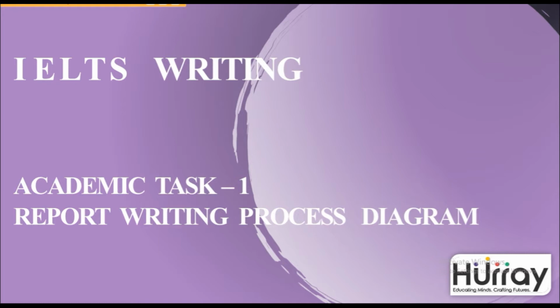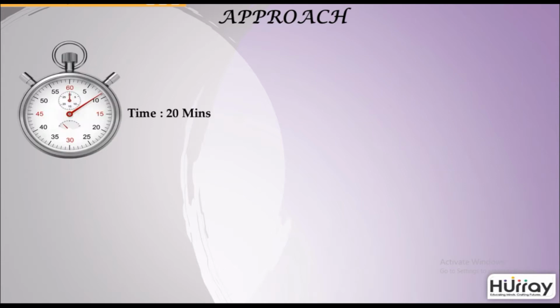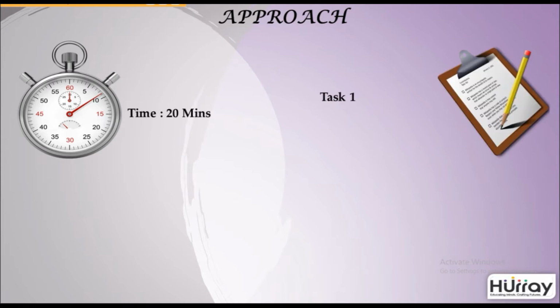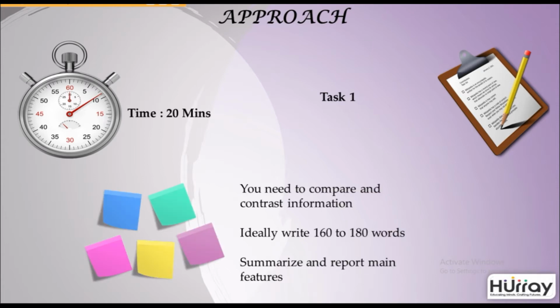This session will be covering Academic Task 1, Report Writing, that is Process Diagram. Now this is how you approach this type of question. The time limit given for this type of task is 20 minutes. You will be given one task. You need to compare and contrast information here. Ideally, you are suggested to write 160 to 180 words, although 150 words is the minimum. Make sure you summarize and report the main features.